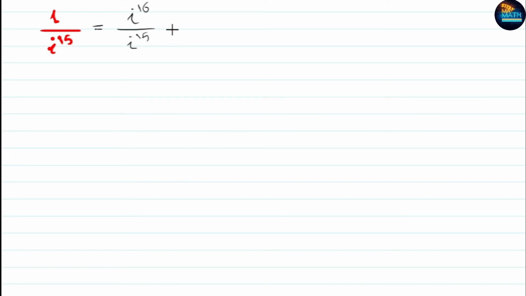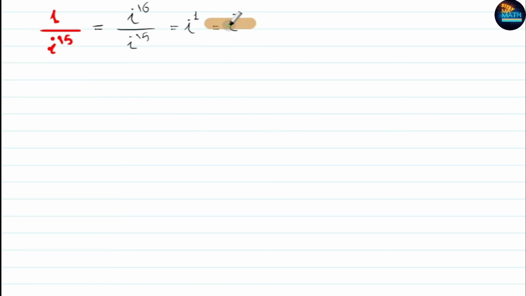So 1 is equal to i to the power of 16, and keep i to the power of 15. So it's equal to i to the power of 16 divided by i to the power of 15, the same base, so you'll subtract the powers. So i to the power of 16 divided by i to the power of 15 is equal to i to the power of 16 minus 15, which is 1, so it's equal to i.